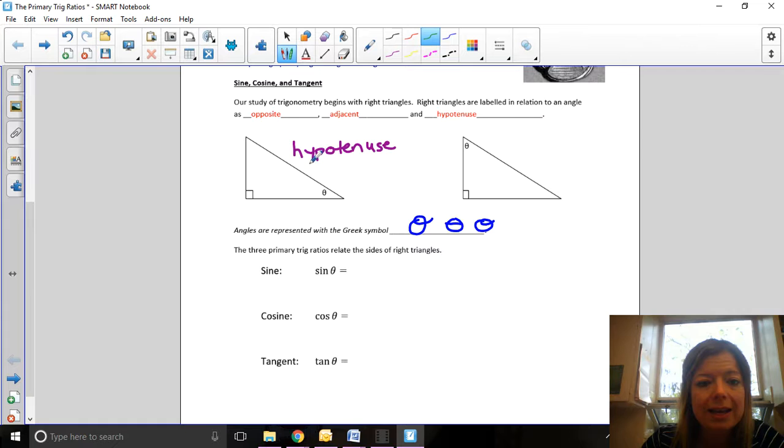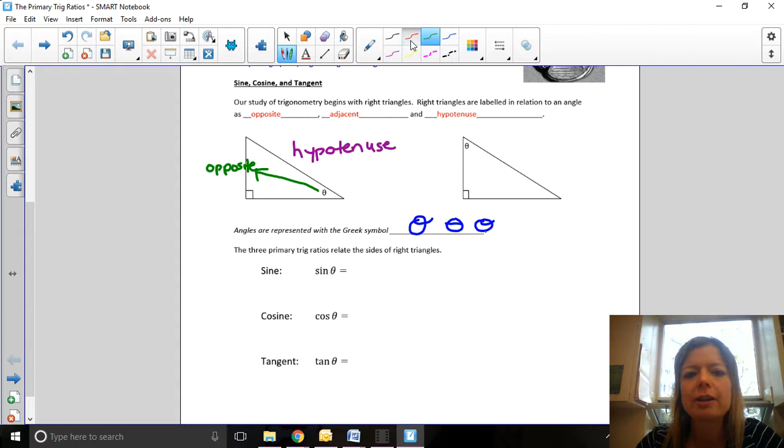So the opposite side is opposite from the angle that's labeled. So right now we want this angle. This is the angle that's being referred to. So this side over here is opposite. And if it helps you, you can even draw an arrow to show that it's opposite.